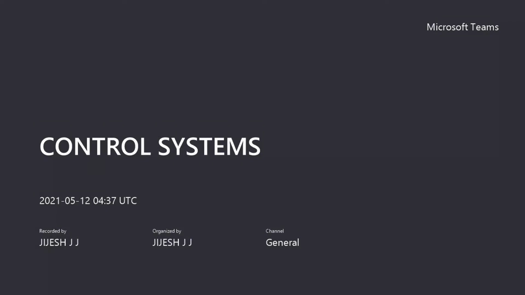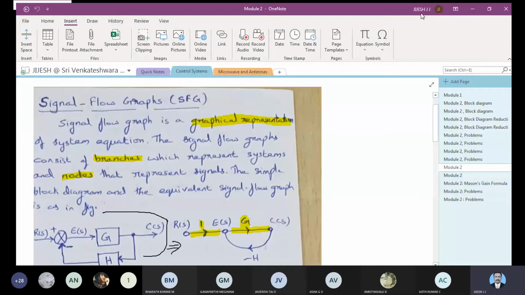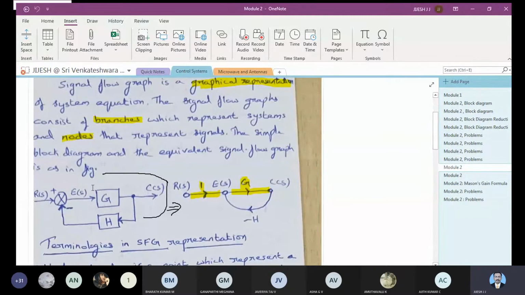In the previous class, we have discussed signal flow graphs, which mainly deal with the graphical representation where you have branches and nodes. You can see the block diagram here, and this block diagram can be represented in the form of a signal flow graph where you have nodes and branches. This circle represents the nodes, and these lines represent the branches.